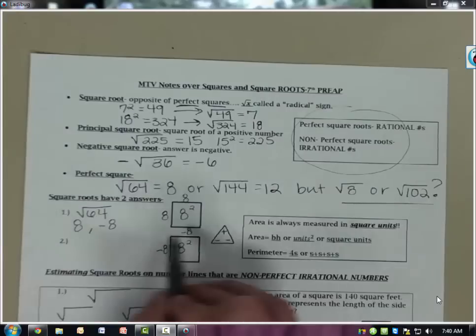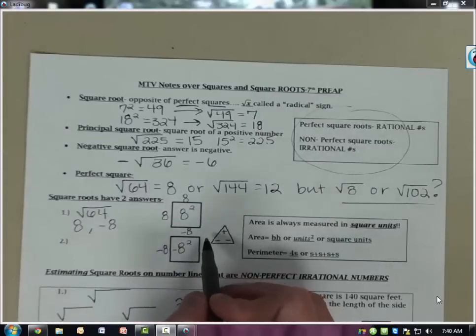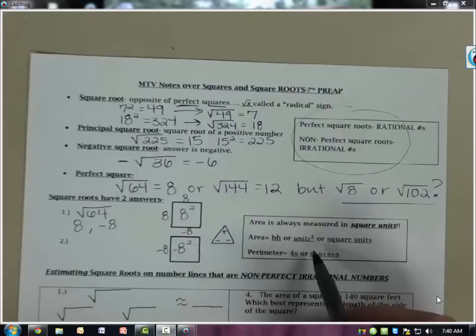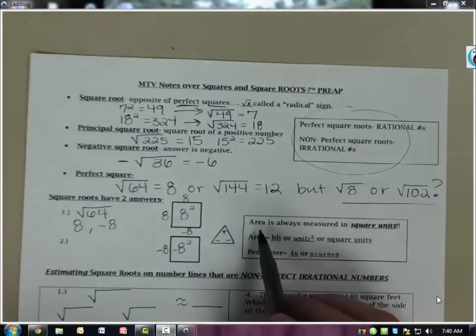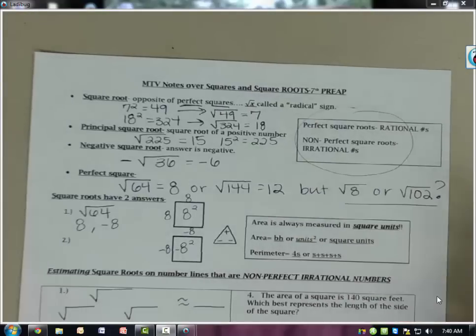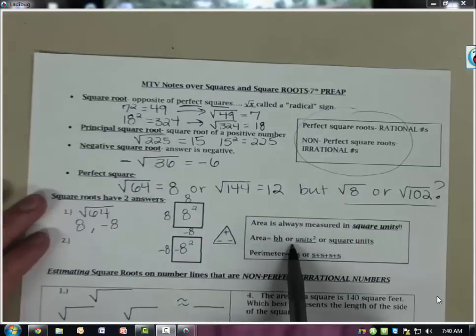So I have a little box that you can come back and reference. So area is always measured in square units. That's why we show squares and square roots through area. Area, base times height, or unit squared, or square units. These are all different ways to show area. We'll get to perimeter when we get to these word problems here in a second. Okay.